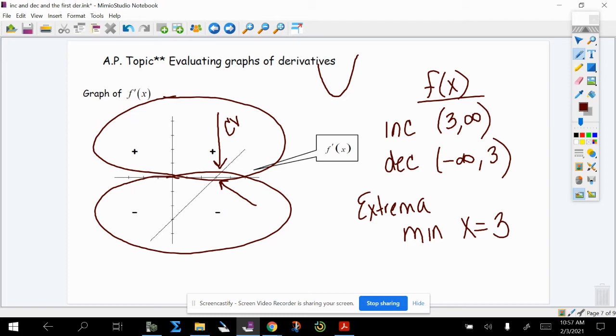And the last thing I do want to mention, there's no way to know the y value. I always seem to be pushing for full coordinates. In order to get full coordinates, I have to give you the original function because that's where you plug the x value into. I don't have that. So the only thing I can say is that I know there's a minimum when x is 3. I have no idea what the y value is that's associated with it.